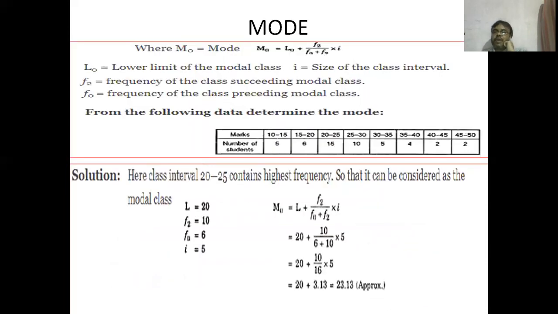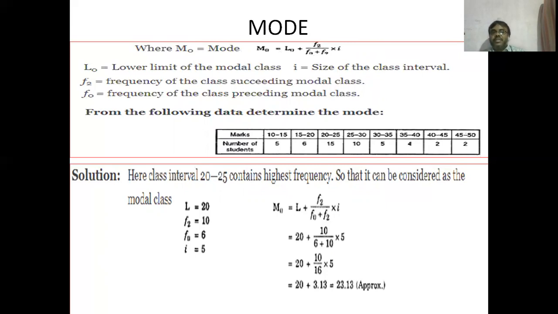Move on to the last part of central tendency, called mode. The formula of mode for grouped data where the frequencies are given is: mode is equal to L0 plus, where L0 is the lower limit of the modal class. f2 is the frequency of the class after the modal class, and f1 is the frequency of the class just before the modal class. Okay.